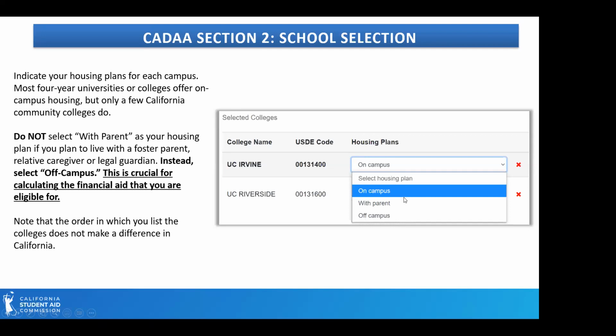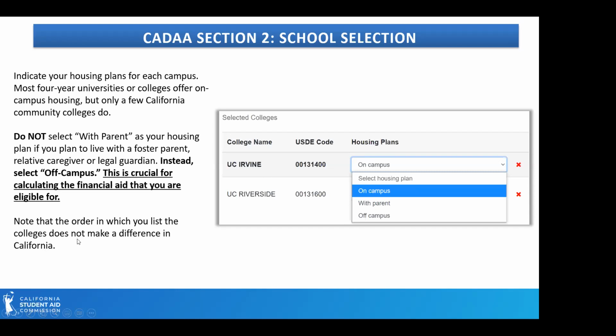And there is a living allowance associated with each of these situations. There's an on-campus allowance, a with parent or with family allowance, if you're living with family, and then the off-campus allowance. And those are all factored into the cost of attendance. So you do want to choose the correct housing plan for that specific campus.